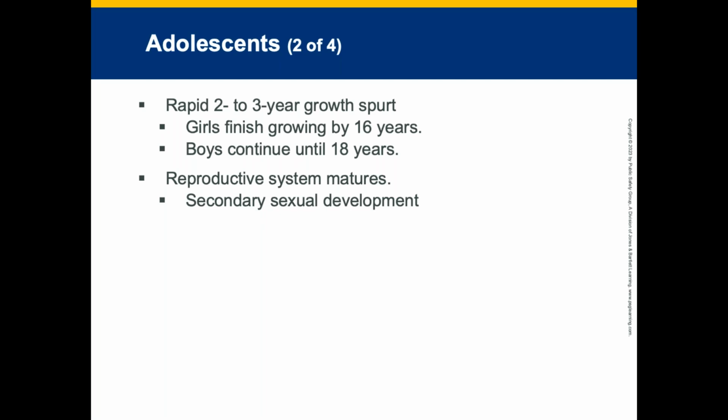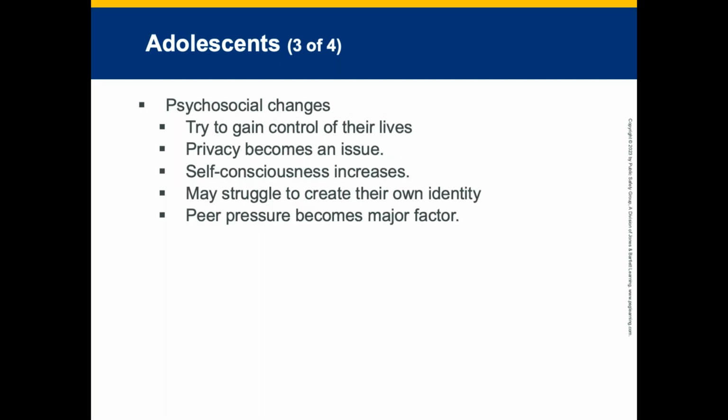Like Tondra said, we start seeing no fear still. Now we start doing things to impress others. So psychosocial changes with adolescents, where they try to gain control of their lives and independence from their parents, trying to learn how to be themselves. Privacy becomes an issue with this, and we'll go back to that in a second.